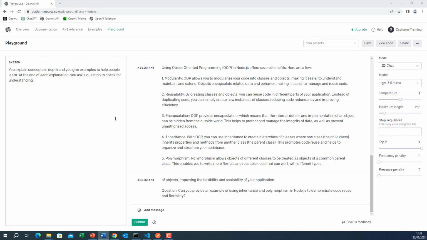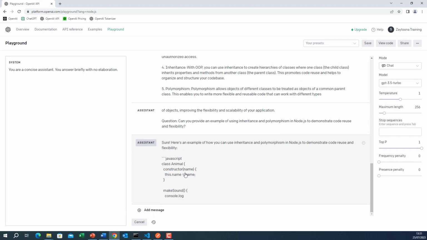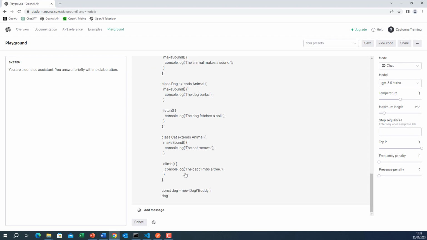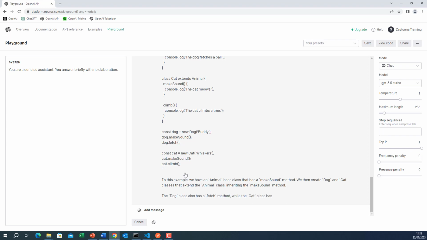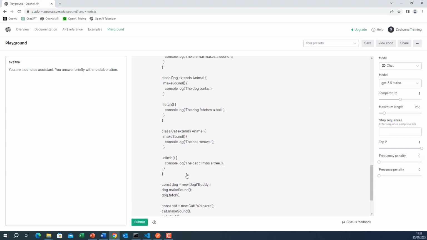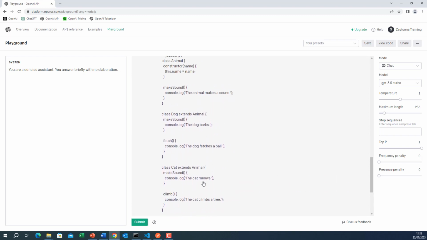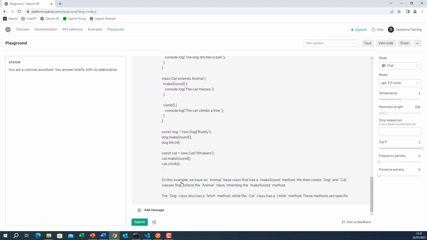Let's now put another system role. You are a concise assistant. You answer briefly with no elaboration. If we look here, as you can see here, it answered with the code, no more elaboration, very little text. So it was direct to the point. It put an example and it described it. So this assistant is more concise and more brief.